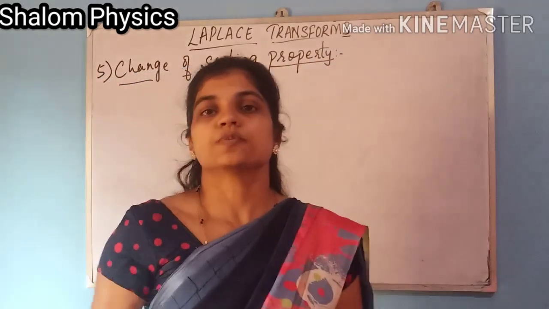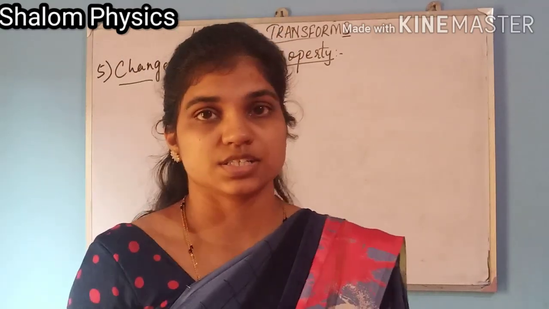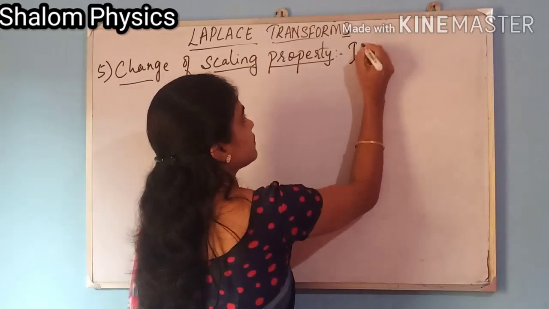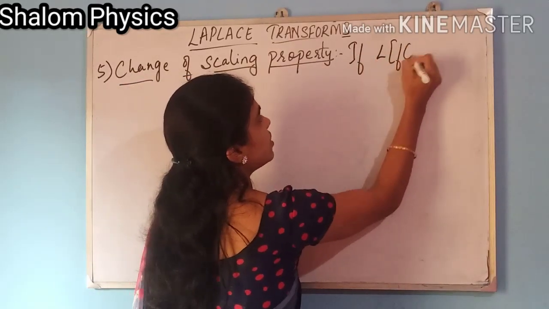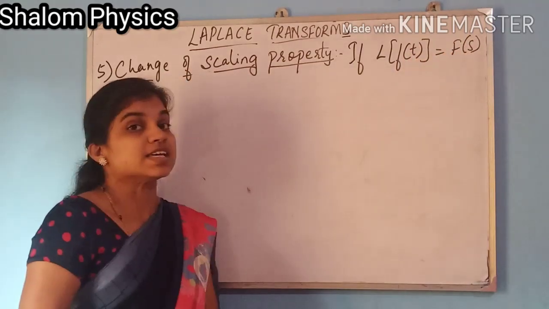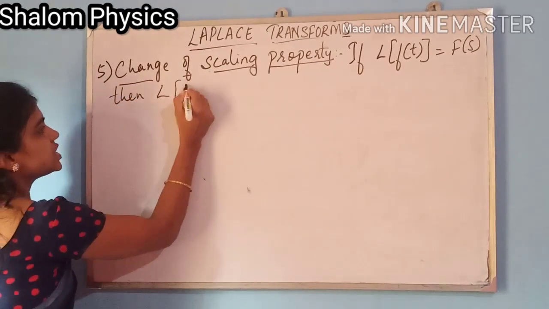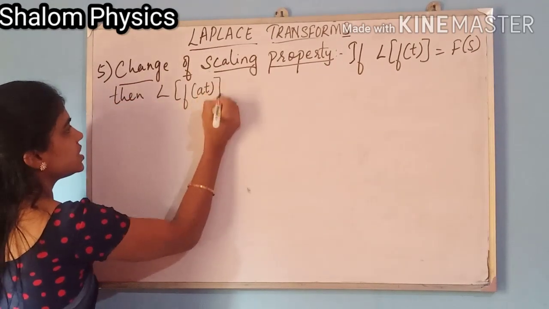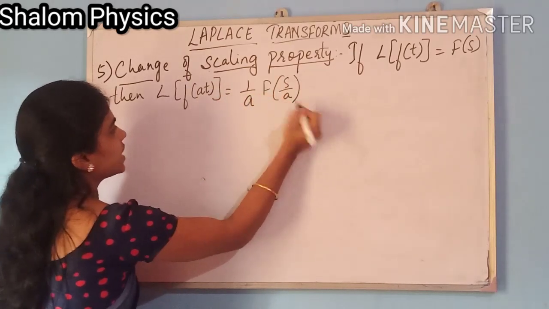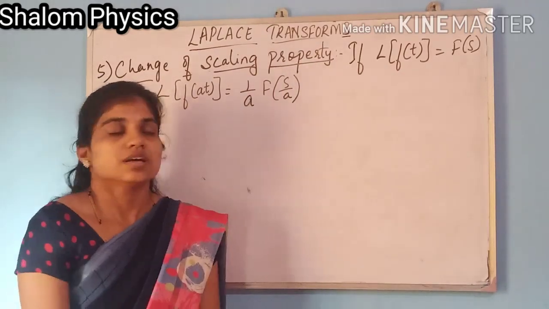Again, in this property, we are having a condition. And what is the condition? The same thing, that is, if Laplace transform of f(t) is equal to F(s), then Laplace transform of f(at) is equal to 1 by a F(s by a). Or you can write small f bar, right?